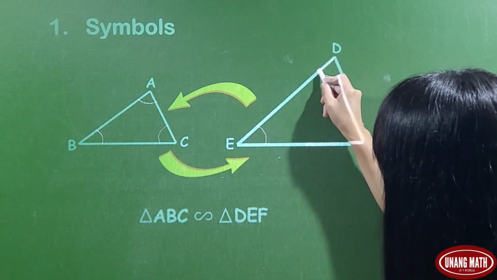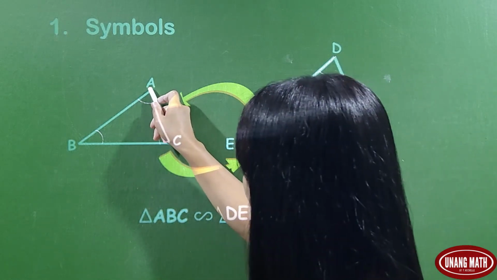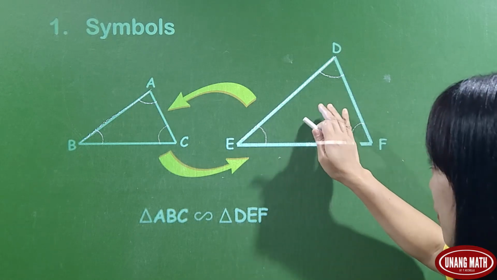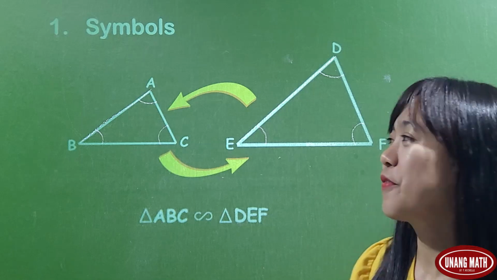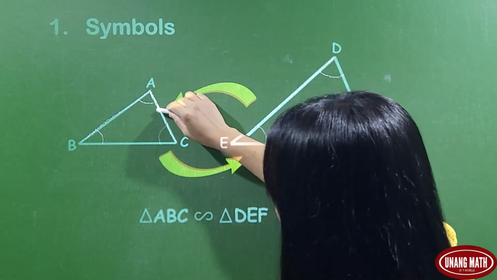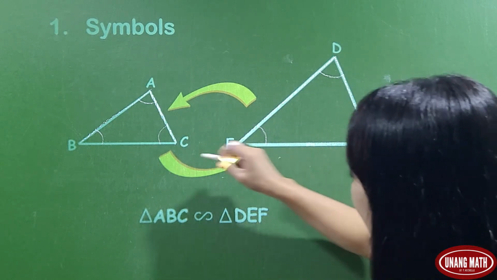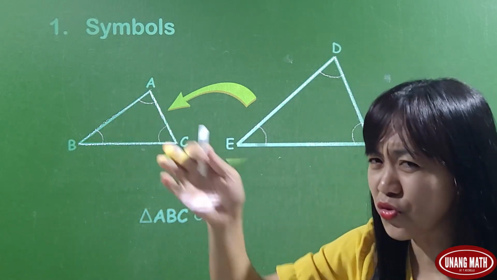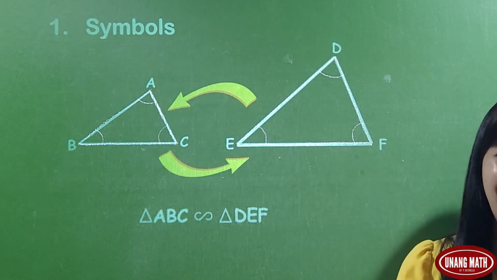Okay, the length of this side is longer than the length of this side because this is the bigger version or the enlarged version of this figure. This side is the smaller version of this side. And this side of this triangle is the smaller or shorter version of this side.